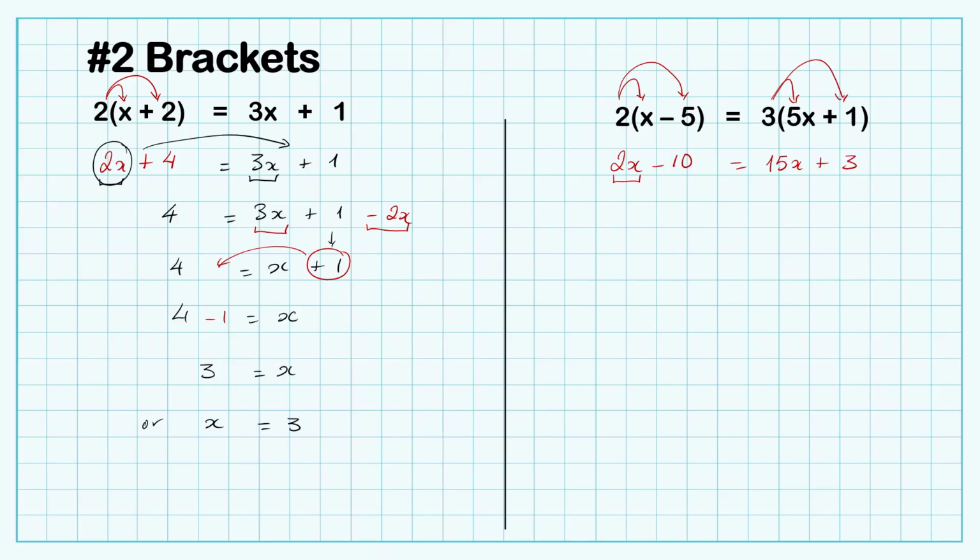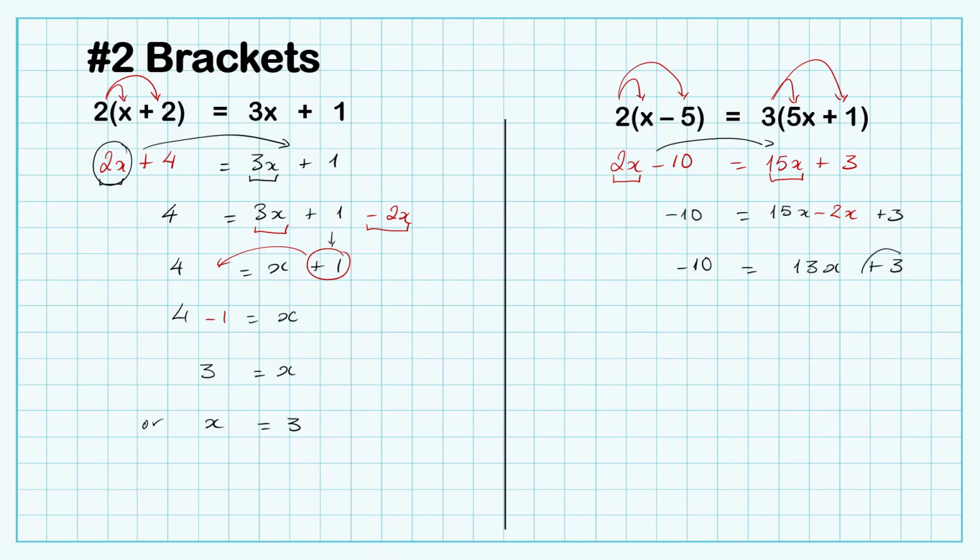Of these two, we've got to get rid of one of the x's, so that's going to be 2x. That will go to the right hand side, but the other terms stay put, so minus 10 here. So we've got 15x plus 3. So the plus 2 goes to the left hand side, and it becomes minus 2x. Let's simplify that equation. We're going to get minus 10 here, and that gives us 13x plus 3.